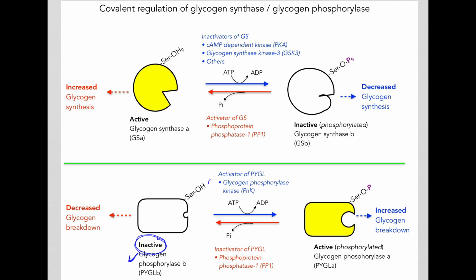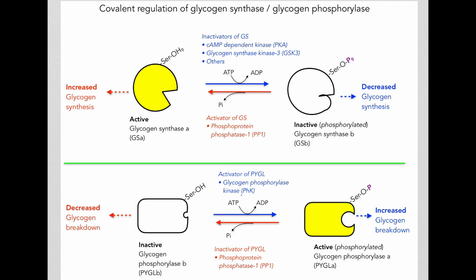This form can be converted into the active form by adding phosphate groups. And this is carried out by the enzyme called glycogen phosphorylase kinase, or PHK. So PHK basically converts the inactive form into the active phosphorylated form. So it's just the opposite of what we see above. For glycogen synthase, the active form was the unphosphorylated form. For glycogen phosphorylase, the active form is the phosphorylated form.